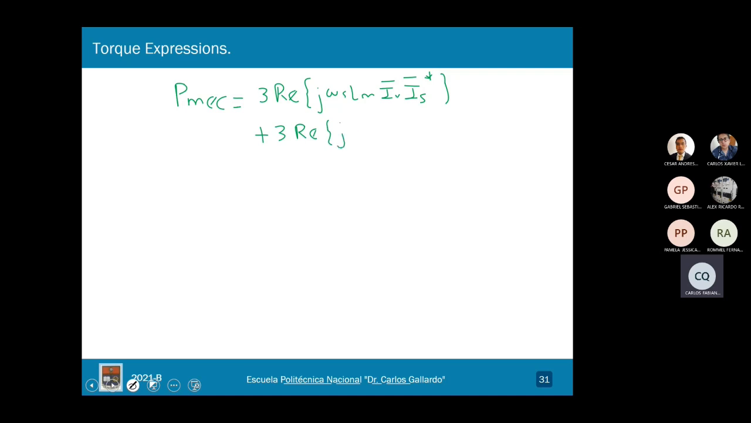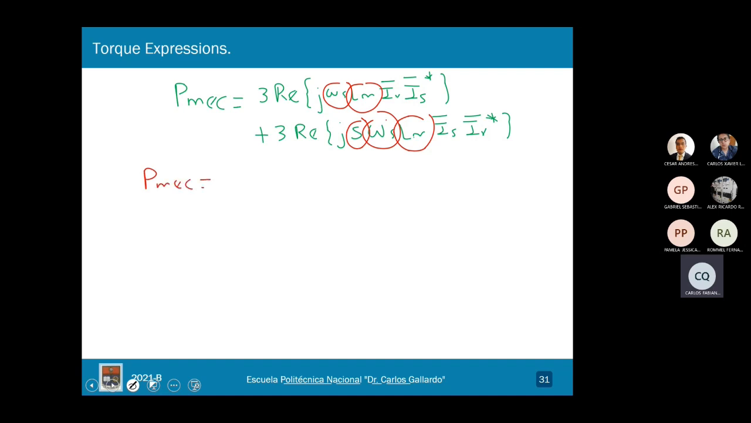I will have j, the slip, times the speed, times the magnetizing inductance, times the stator current, phasor, times the conjugate of the rotor current. So taking out the common factor: the speed, the magnetizing inductance, and the slip. So I will say the mechanical speed.